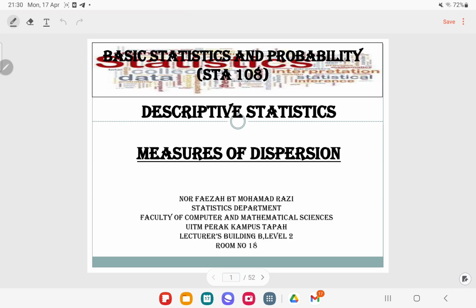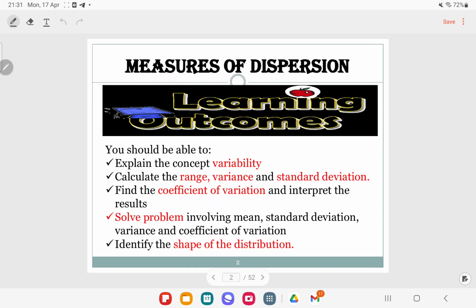Okay, for today's topic, we are going to discuss another numerical measure, but this one is to explain the dispersion or the spread of the data. We call it a measure of dispersion.